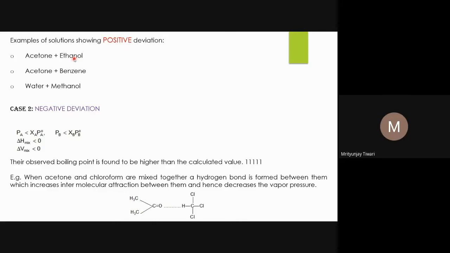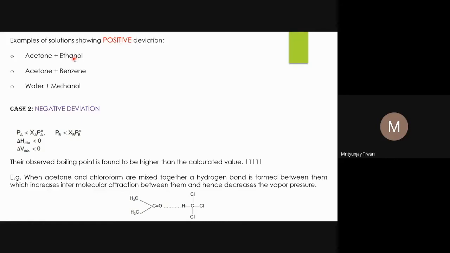And the hydrogen bonding between two ethanol molecules is stronger than the hydrogen bonding between acetone and ethanol, because acetone can also form hydrogen bonds. Acetone is a hydrogen bond acceptor, it has only lone pairs, and ethanol is a hydrogen bond donor, meaning the hydrogen atom is there in ethanol, a hydrogen atom associated to a more electronegative atom, that is oxygen. The OH group is there, so there will be hydrogen bonding.